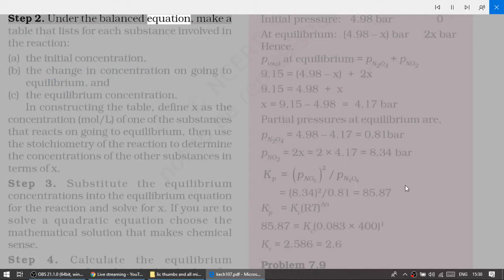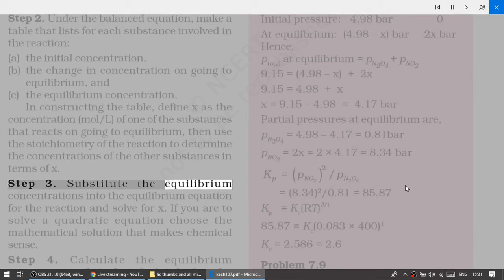make a table that lists for each substance involved in the reaction: a. the initial concentration, b. the change in concentration on going to equilibrium, and c. the equilibrium concentration. In constructing the table, define x as the concentration, mol/L, of one of the substances that reacts on going to equilibrium, then use the stoichiometry of the reaction to determine the concentrations of the other substances in terms of x. Step 3.